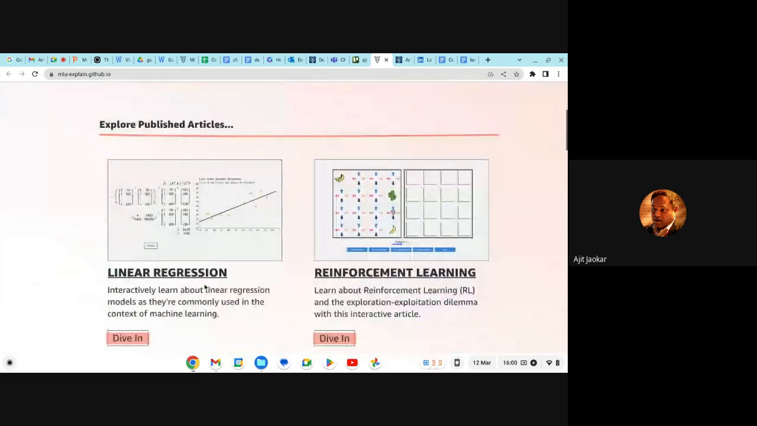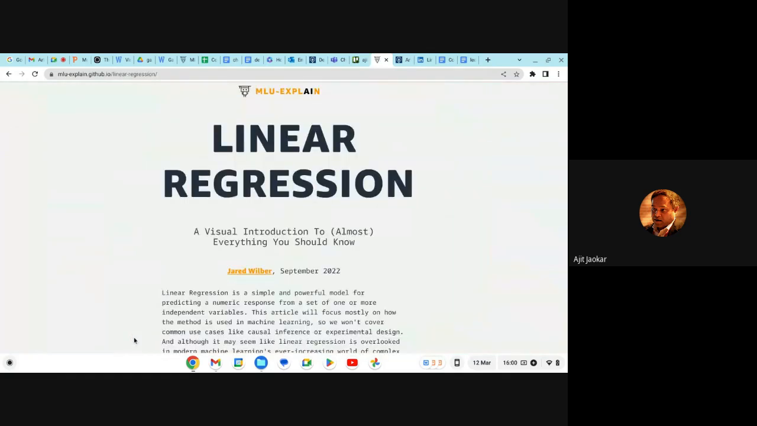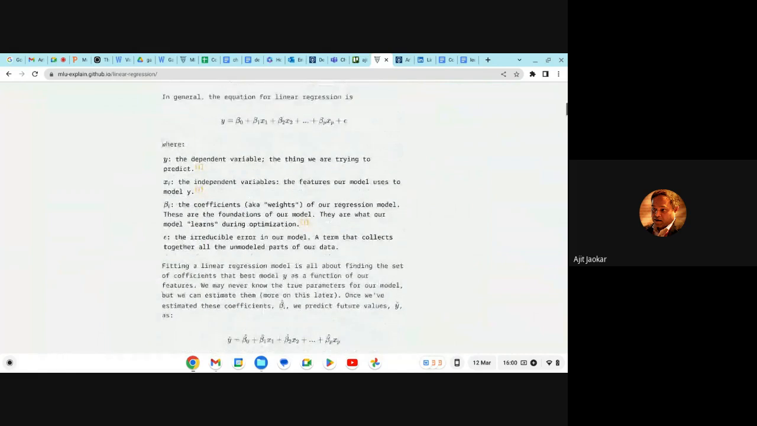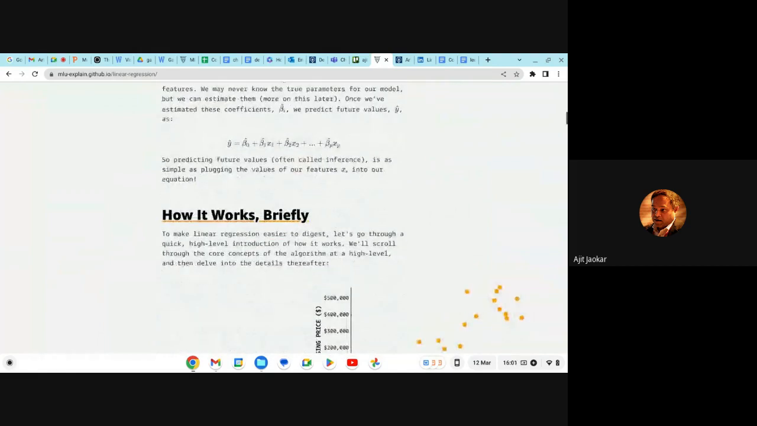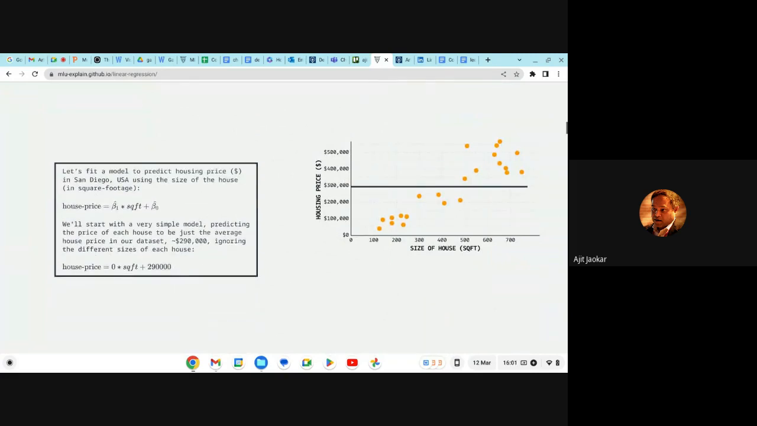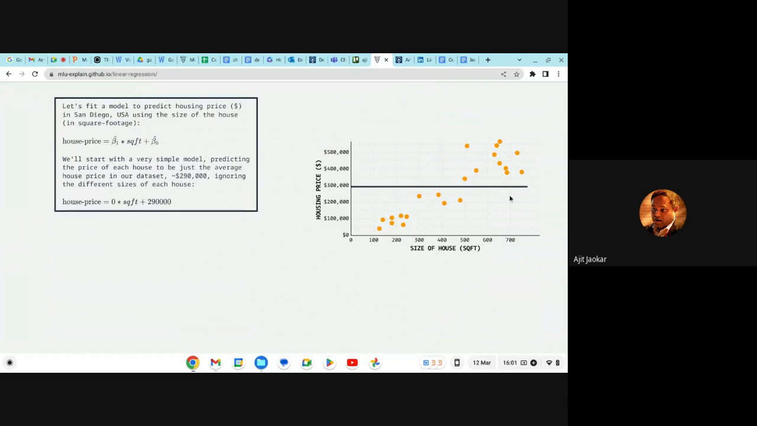So let's start with linear regression. Linear regression basically says what linear regression is. It talks about these things, then how it works. So what it does is you effectively start off looking at the size of a house.